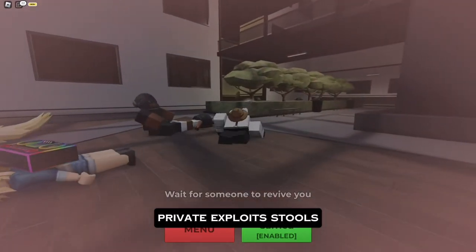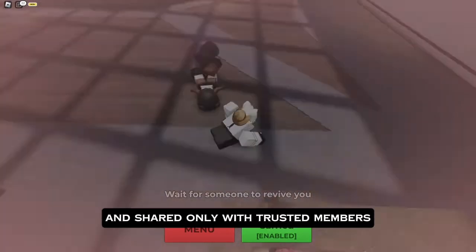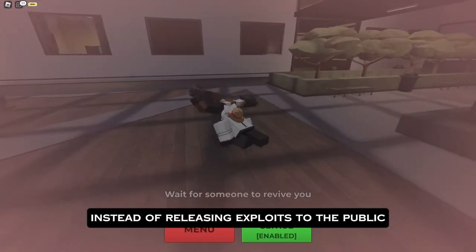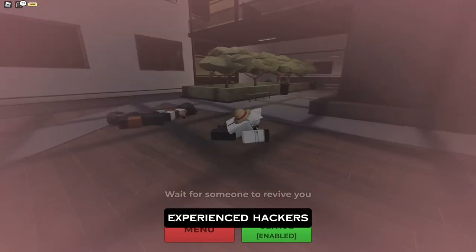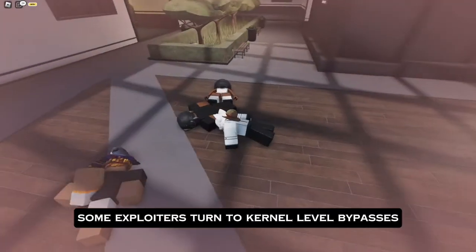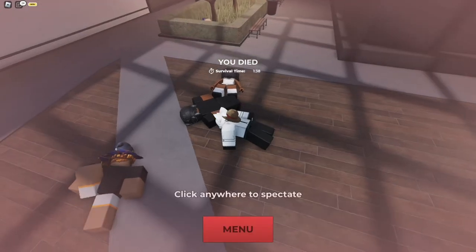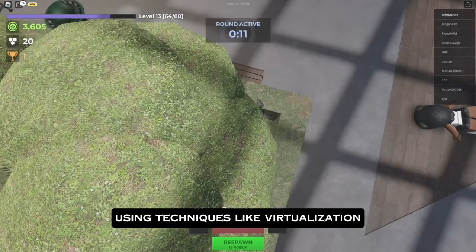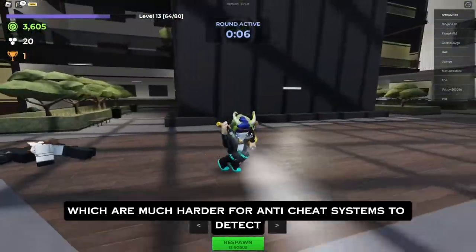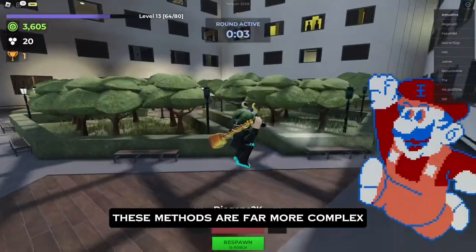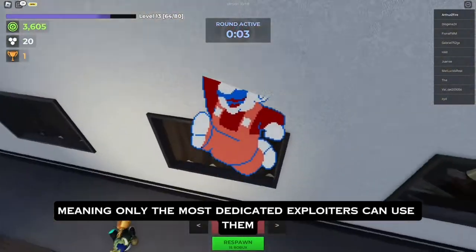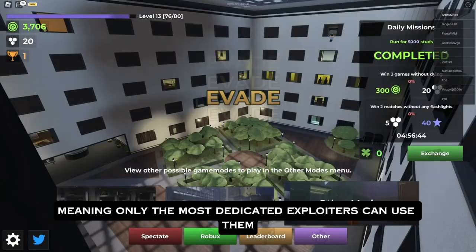Private exploit tools developed by small groups and shared only with trusted members became the new standard. Instead of releasing exploits to the public, experienced hackers started keeping their methods secret to avoid detection. Some exploiters turned to kernel-level bypasses, using techniques like virtualization and hardware-based exploits, which are much harder for anti-cheat systems to detect. These methods are far more complex and require a deep understanding of computer security, meaning only the most dedicated exploiters can use them.